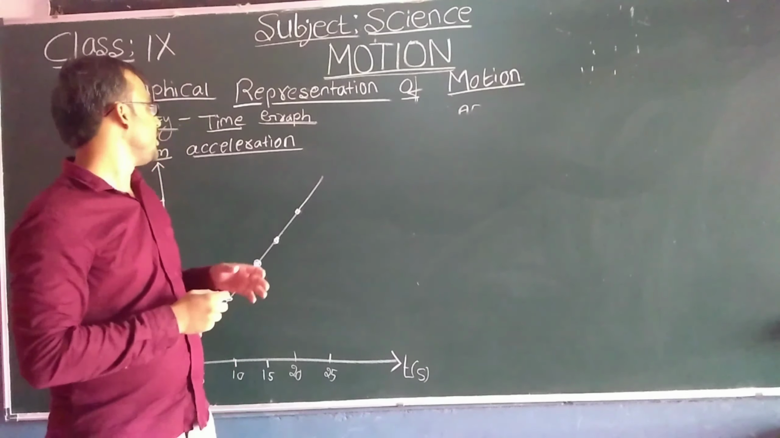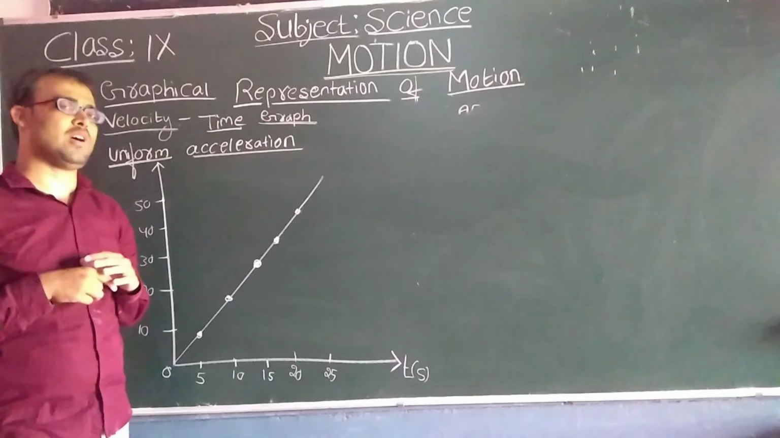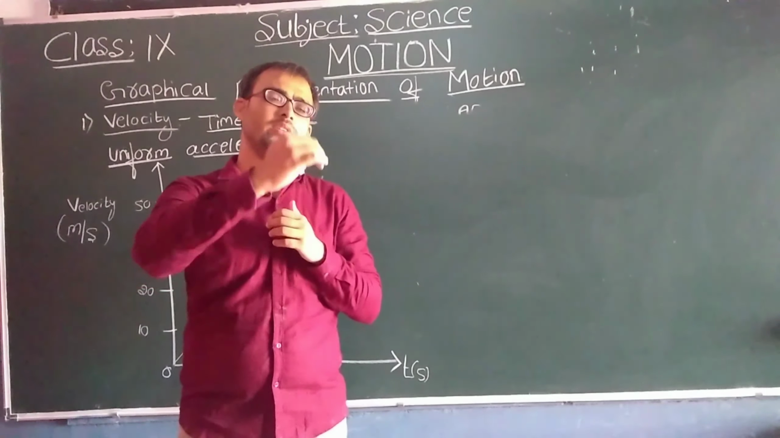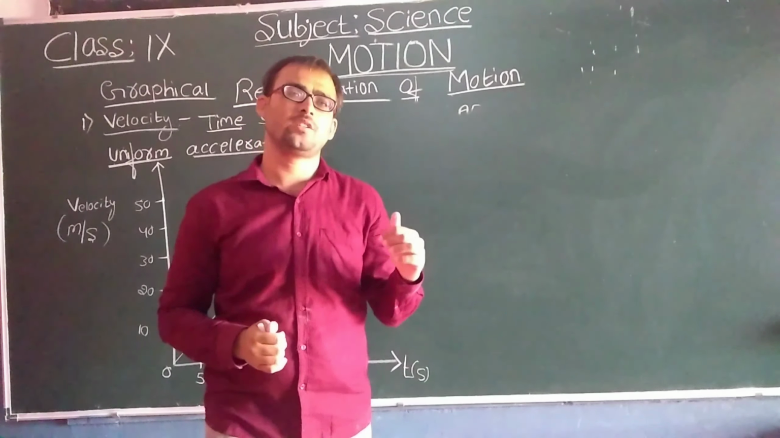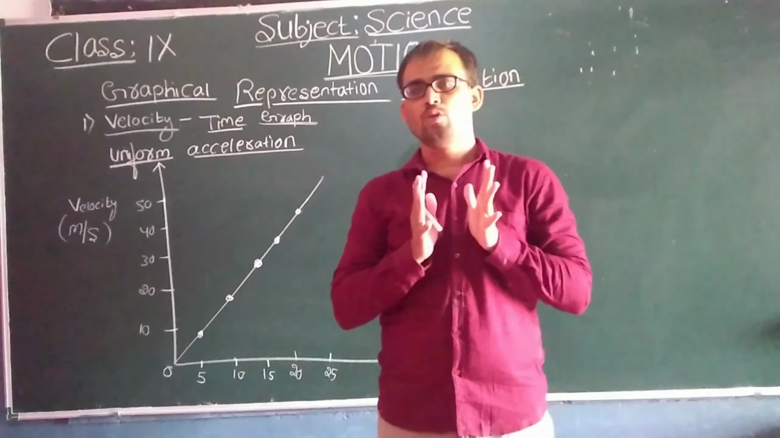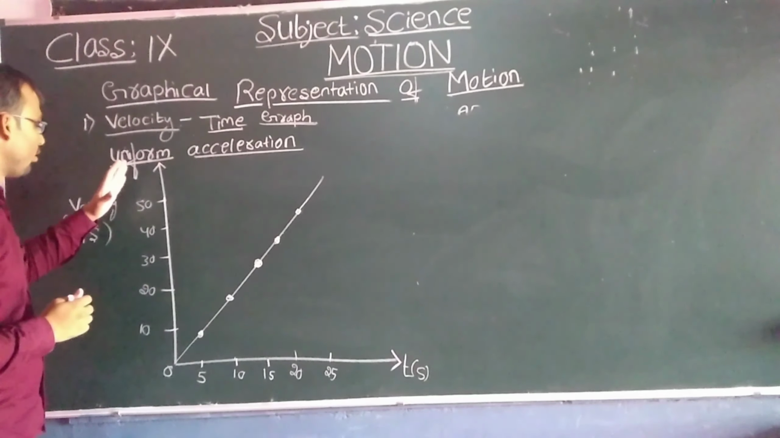Now students, we shall discuss the graph of uniform acceleration. We shall discuss the graph of an object which is moving with uniform acceleration. Take an example. Here the car is moving with uniform acceleration. Look here, students.